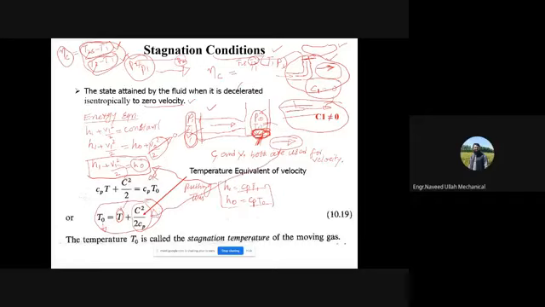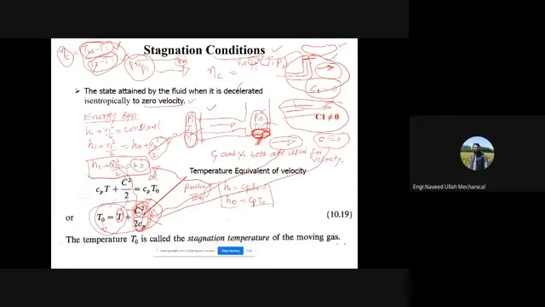In most of the cases, and it is probably written ahead too, this term is actually very small, so it is neglected. What is this? This is C, your initial velocity. If your initial velocity is approximately equal to 0, you can say that this whole term is 0. So your static and stagnation temperature are almost the same.